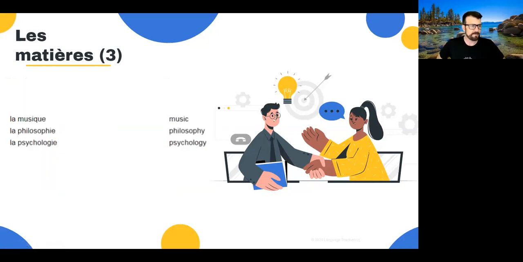Et enfin, vous avez la musique. Music. Je suis étudiant en musique. And when we say what our major is, or what our friend's major is, we drop the le, la, les. La philosophie. Okay. The PH in French sounds just like in English.